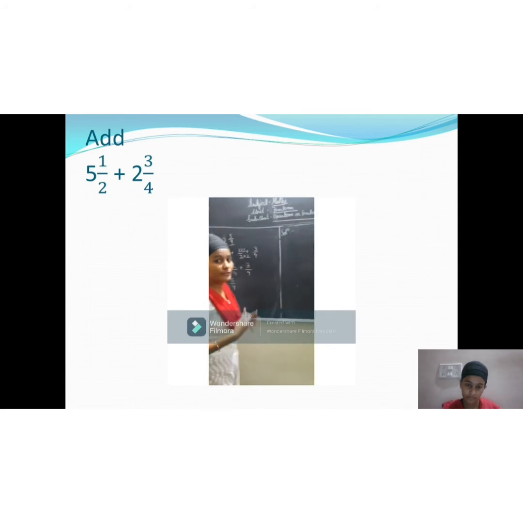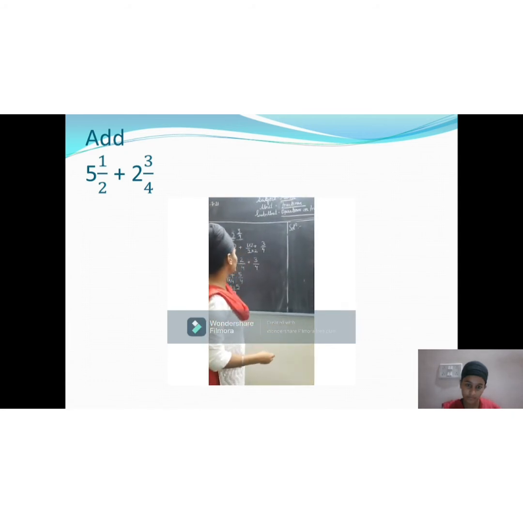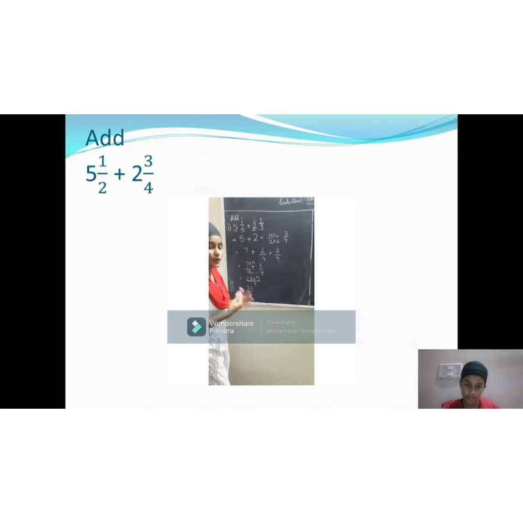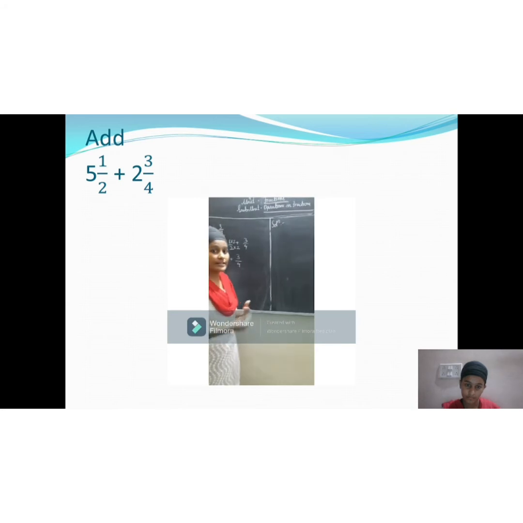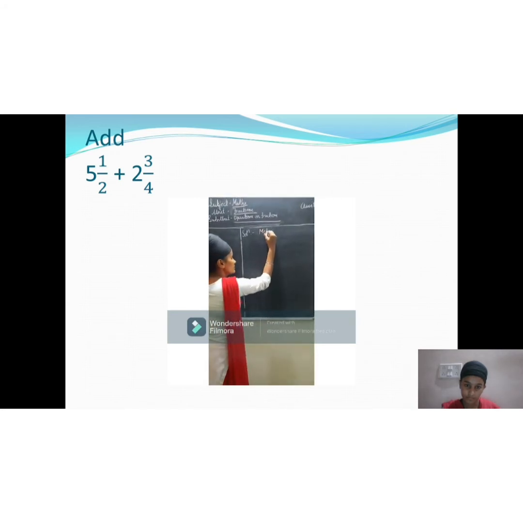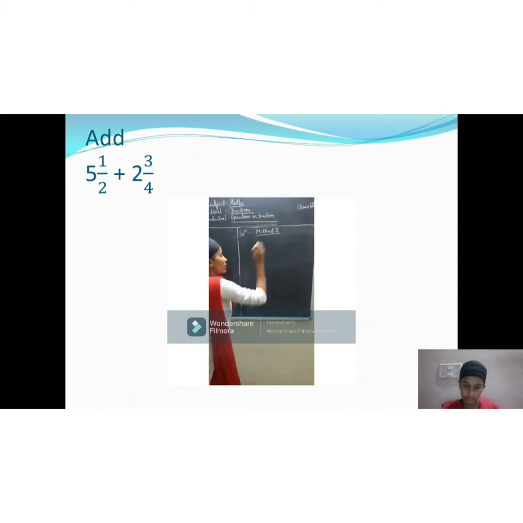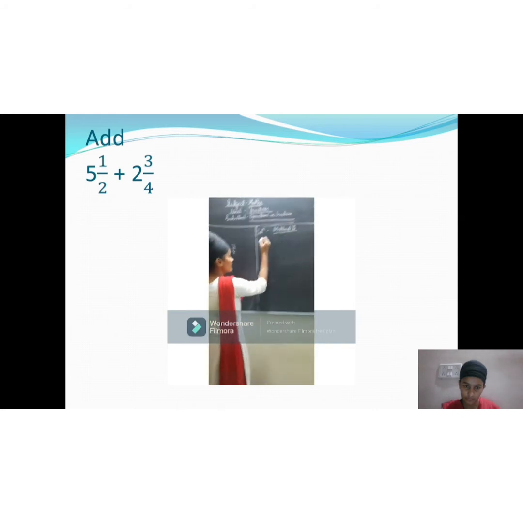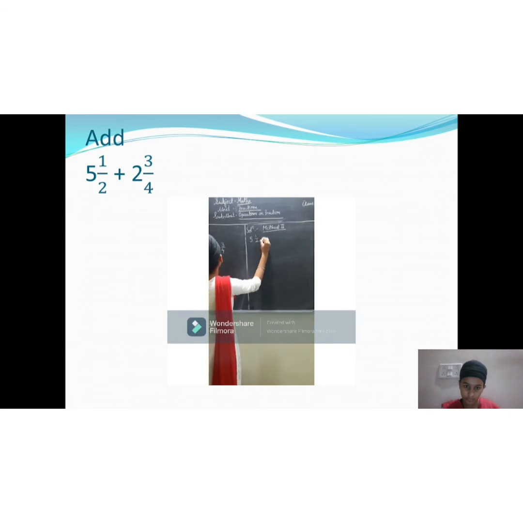Now here you will first convert it. This was a mixed fraction. If you see, 5, 1 upon 2 was a mixed fraction. You can directly convert it into an improper fraction here. This is method 2. So in method 2 you can convert it into the improper fraction. Okay, so 5, 1 upon 2 plus 2, 3 upon 4.